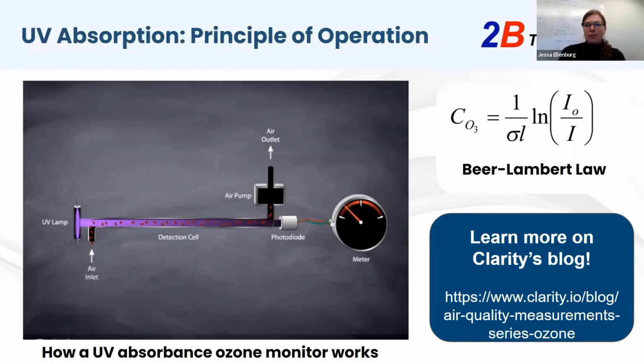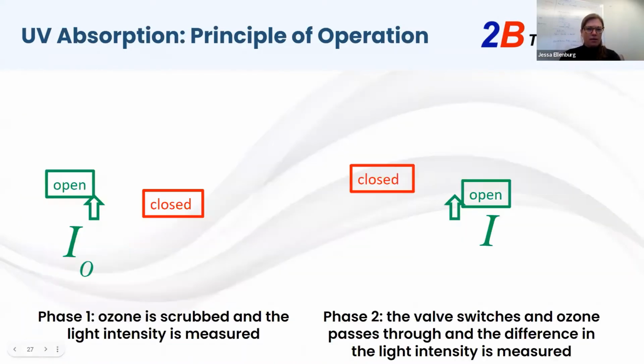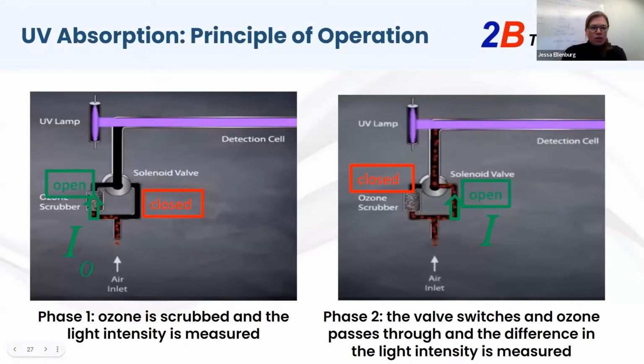The reduction in lamp intensity allows us to quantify the amount of ozone with the Beer-Lambert law, which I'll explain a little bit more in the next couple slides. Okay, so there are really two phases in the operation of an ozone monitor. The first phase is where ozone is scrubbed from the air and removed completely, and the intensity of the lamp is measured with no ozone present. So that's phase one, and that establishes your I0 value. And then in phase two, the valve switches and ozone is allowed to pass through. So the ozone passes through the detection cell, blocks some light from the UV lamp, and that light intensity is measured and becomes the I in the equation.